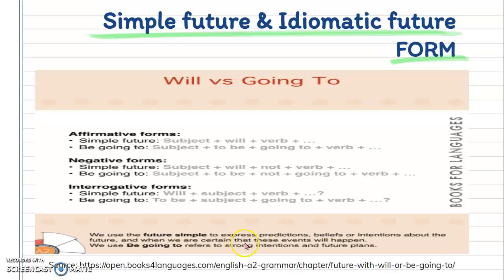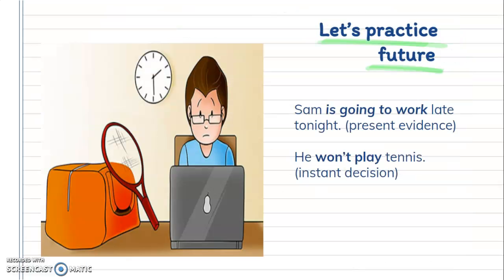Remember that we use future simple to express predictions, beliefs, or intentions about the future, and especially when we are certain that these events will happen. We use going to refer to a strong intention or a future plan. Let's practice future.